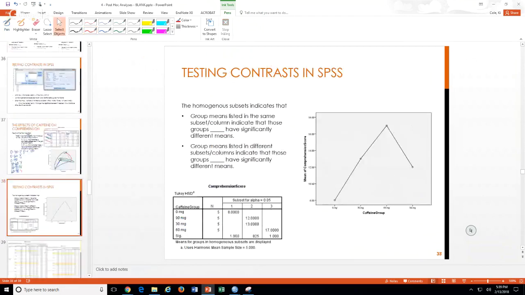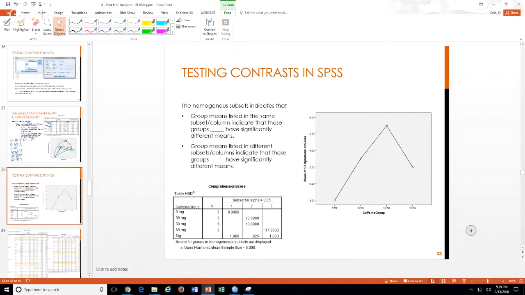You also get another output. Some students like this one as much or more, and some people hate this box. So you can make your own choice. It doesn't matter to me. But this is a homogeneous subsets output. So group means listed in the same subset or column indicate that those groups do not have significantly different means. If group means are listed in different subsets or columns, then they do have significantly different means.